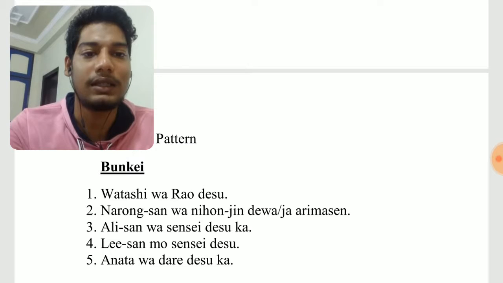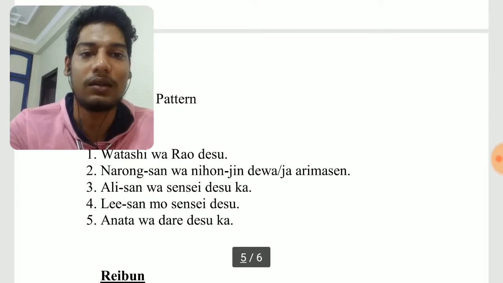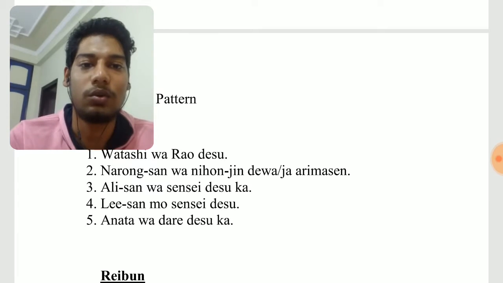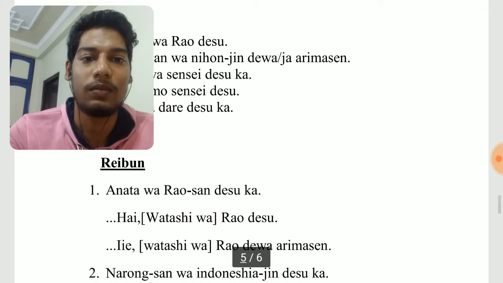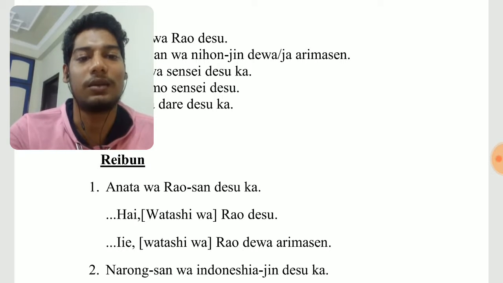Ali-san wa sensei desu ka? Is Ali-san a sensei? Lee-san mo sensei desu ka? Is Lee-san also a sensei? Anata wa dare desu ka? Who are you? Example 1. Anata wa Rao-san desu ka? And his reply will be, Hai, watashi wa Rao desu. Iie, watashi wa Rao dewa arimasen.